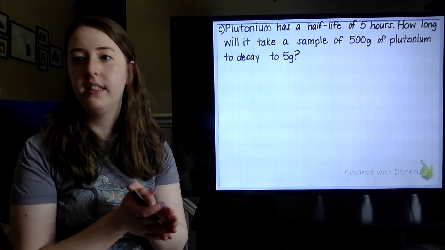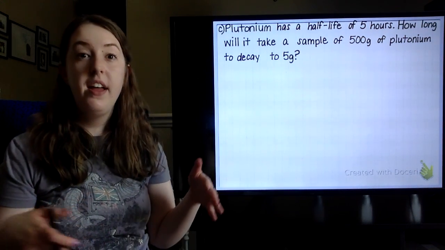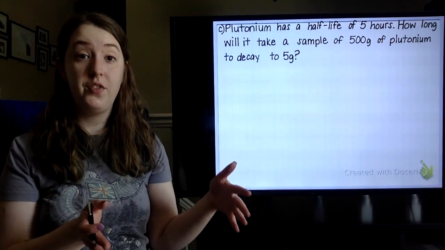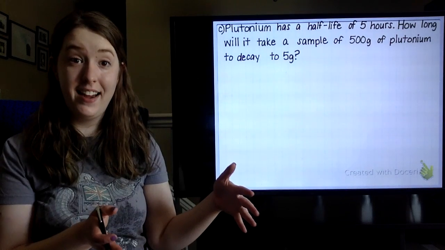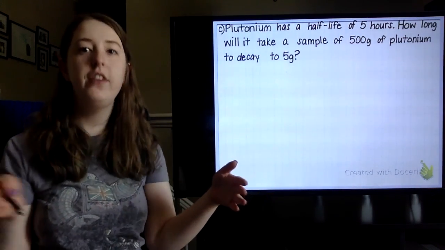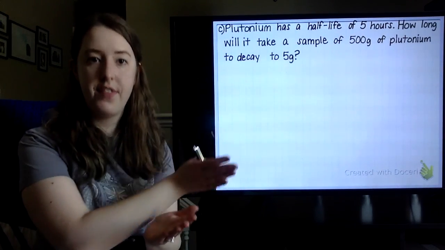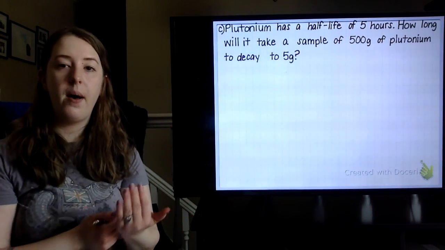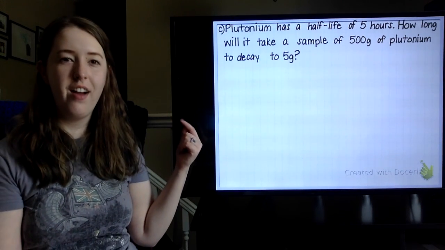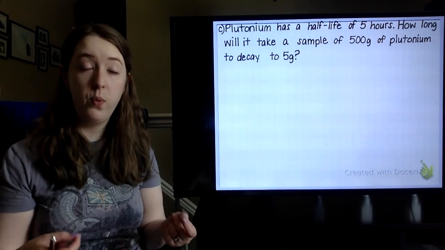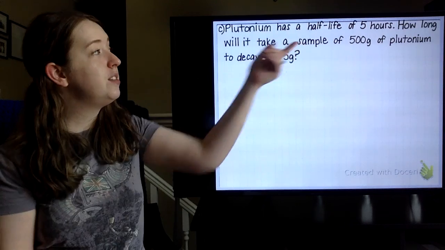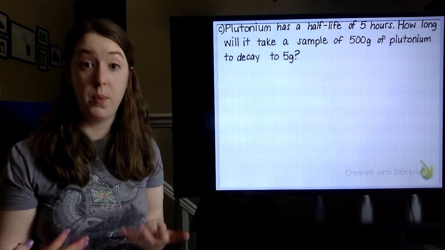Or, okay, let's think about this a little bit bigger. If there's 100 grams of plutonium, after 5 hours, there's 50. After 10 hours, there's 25. Do you see what I'm saying? So every 5 hours, there's half of that amount. So, just like on this last one where we had to figure out what the rate was because it doubled every so many minutes, this is going to cut in half every so many hours.